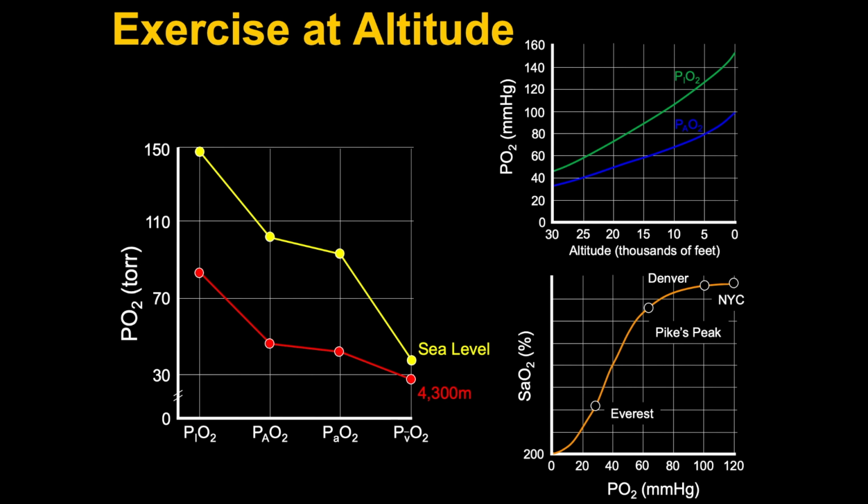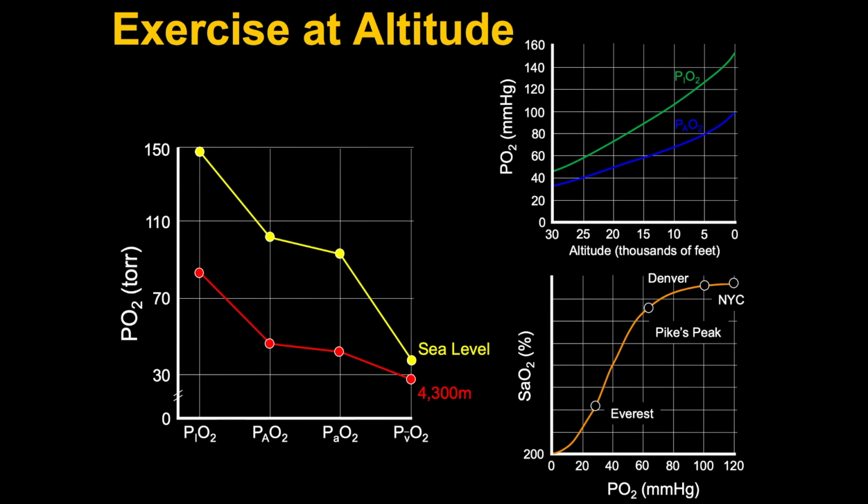The two graphs on the right-hand side of the screen explain the relationship between altitude and oxygen pressure. The top panel shows the relationship between altitude and inspired pressure of oxygen, as well as the alveolar oxygen pressure. On the y-axis, we have the oxygen pressure in millimeters of mercury, and on the x-axis, we have altitude in thousands of feet. The green line represents inspired pressure of oxygen. The blue line represents the alveolar pressure of oxygen.